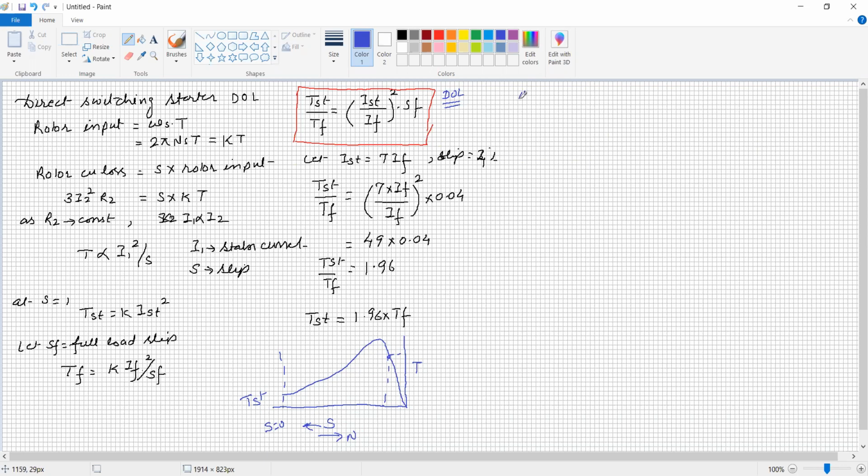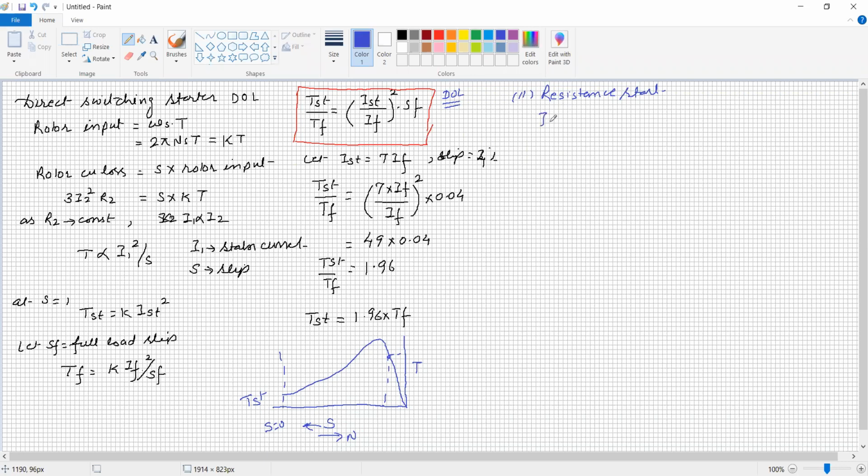Now the second case we will take is resistance starting. In case of resistance starting, what happened?